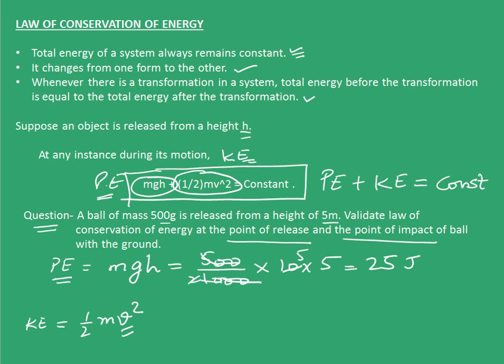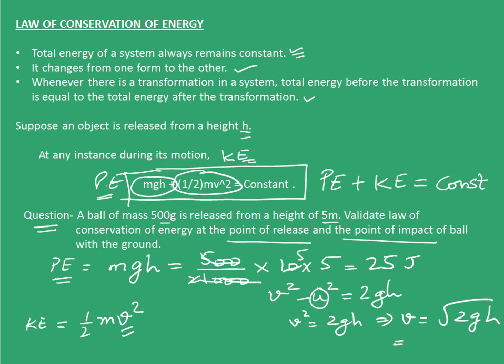Now how to find the velocity? Velocity can be found out by v square minus u square equal to 2gh. Here, initial velocity u can be considered 0 because the ball is released from rest. Therefore, v square is 2gh, which implies v is under root 2gh, which is nothing but under root 2 into 10 into 5, which is 10 meters per second.